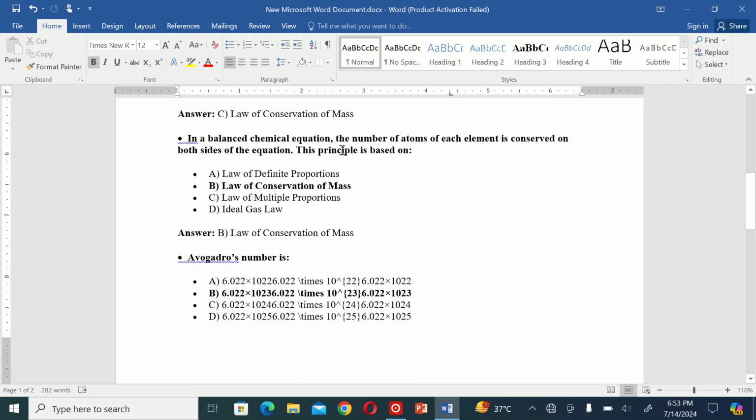In a balanced chemical equation, the number of atoms of each element is conserved on both sides of the equation. This principle is based on the law of conservation of mass. B is the correct option.